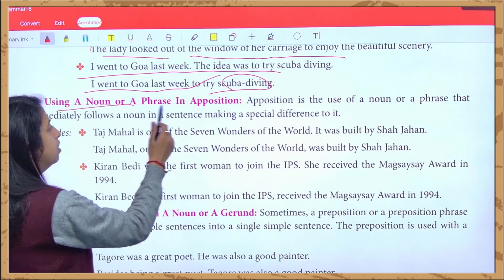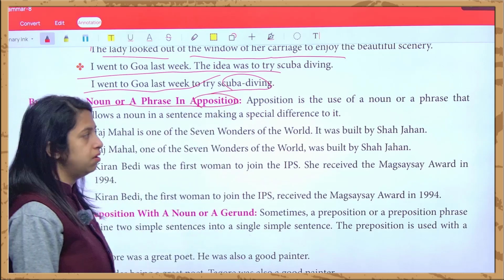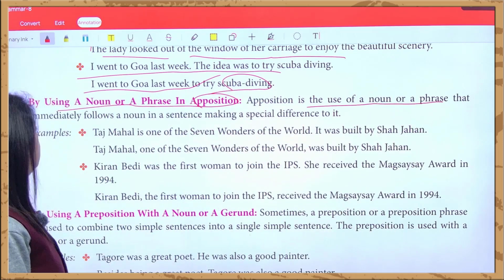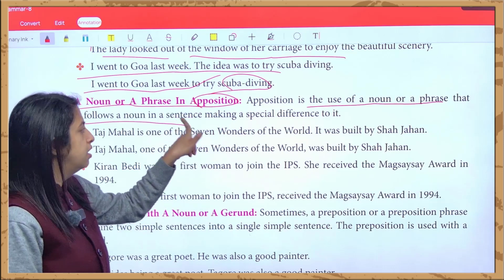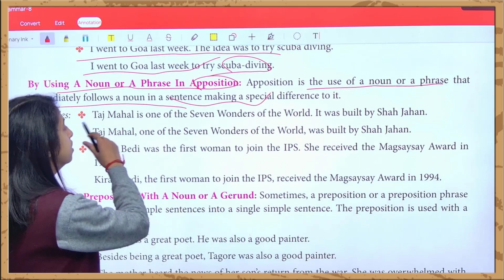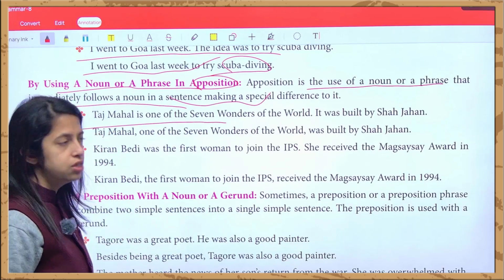Next is by using a noun, or you can say in apposition. What do you mean by apposition? Right? This is the use of a noun or a phrase that immediately follows a noun, making a special difference to it. Taj Mahal is one of the seven wonders of the world, we all know, and it was built by Shah Jahan.